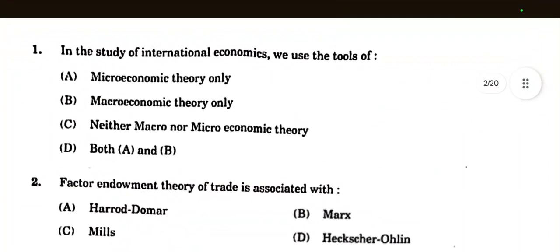First question is, in the study of international economics, we use the tool of microeconomic theory only, macroeconomic theory only, neither micro nor macro, or both micro and macroeconomic theory. So in the study of international economics, we use both microeconomics as well as macroeconomics theory. So both A and B should be the right answer. So here for question number 1, the right option is option number D.